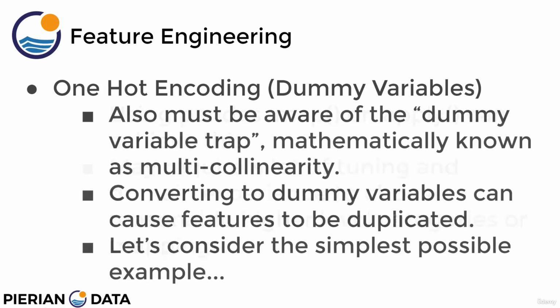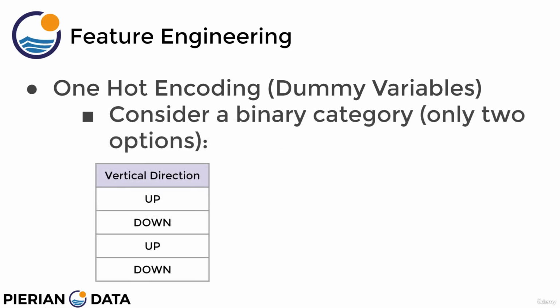We also must be aware of something called the dummy variable trap, and mathematically, this is known as a multicollinearity issue. Essentially, when we're converting to dummy variables, that can cause features to be duplicated. And I want to show you the consideration of the simplest possible example. So let's consider we have just a binary category. There's only two possible options. And for some reason, we have a feature here. Maybe we're dealing with packages and the way they shipped, and they have a vertical direction to them. Either they're up or they're down.